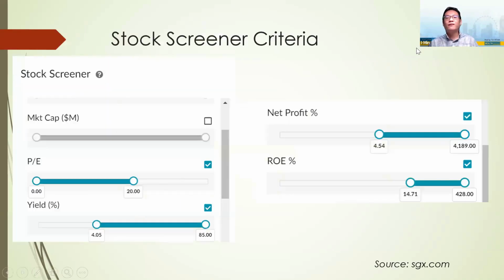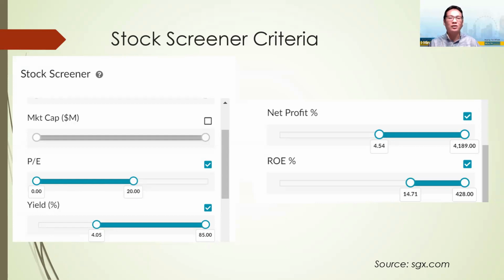Just for your information, these are my screening criteria using the SGX stock screener: PE less than 20, dividend yield more than 4%. For SG stocks, it's actually all dividend. If I were to buy SG stocks, it's more for dividend purposes. If I want to buy growth stocks, I'll just go to the US, because the capital gain there is more pronounced.